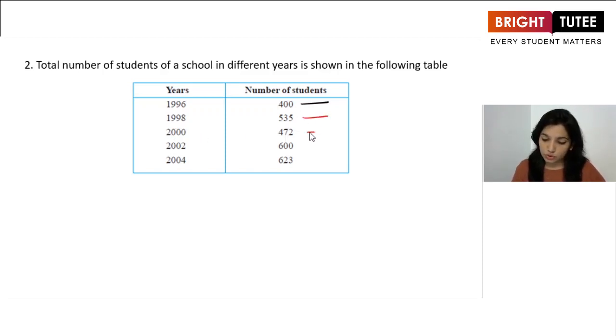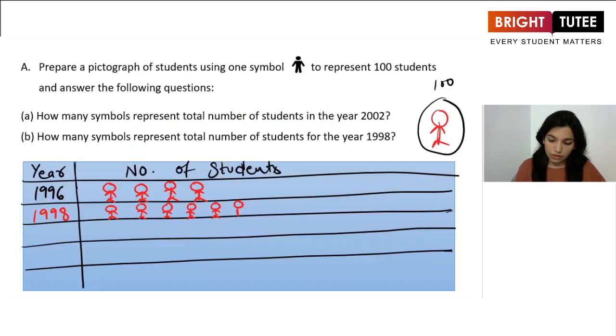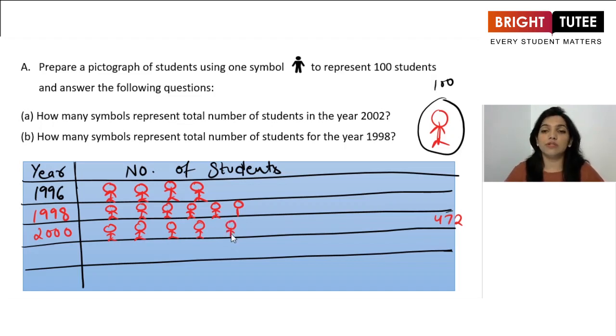Now let's move to 2000. This is 472. So for 2000 it is 472. So clearly we need 4 in order to represent 400, right? Now we need 72. So how can I represent 72? Let's just say I draw something like this. Maybe this represents something closer to 72. Okay, so again I'm saying this is very much approximate, it is like an approximation, but this is not a perfect answer which is giving you the accurate figures.